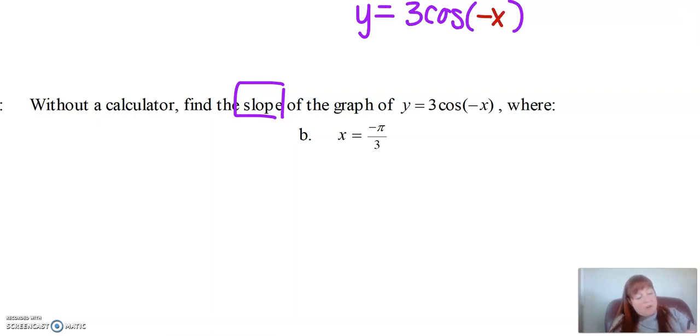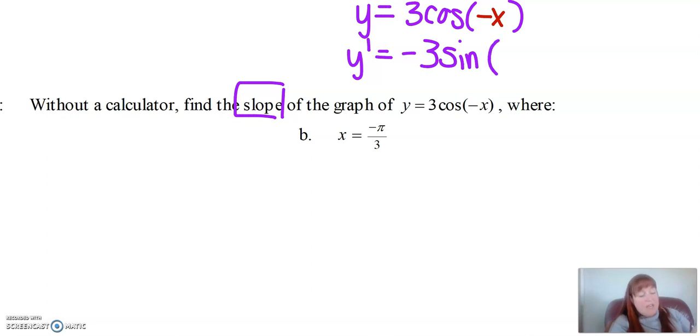I wrote it in two different colors because I want you to recognize this is a chain rule thing, right? The outside function is 3 cosine and the inside function is negative x. So let's find the derivative. y prime equals, what's the derivative of cosine? Well, it's negative sine. So we're going to write negative 3 sine.